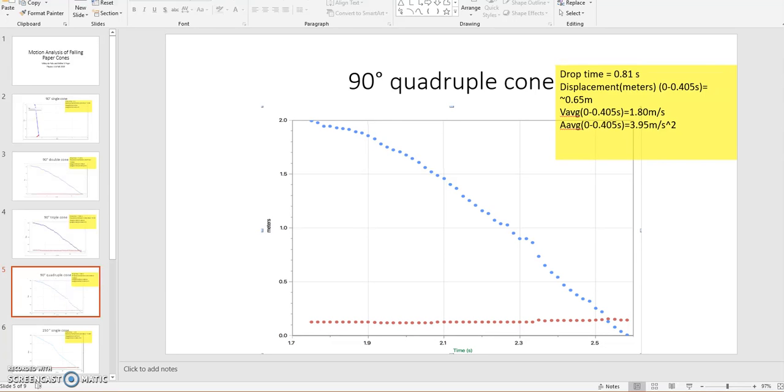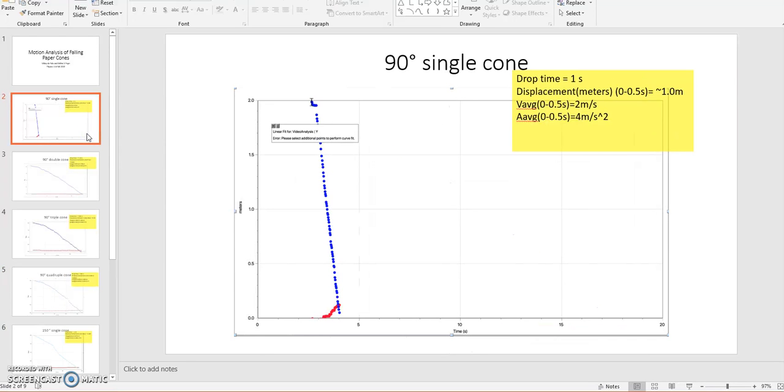We hypothesized that the 90-degree quadruple cones would have the fastest drop time and fastest average velocity and acceleration. Our Logger Pro plots for the single cones don't really reflect that, but I believe that our calculations were off using the video analysis. And again, we don't have our Logger Pro file saved in order for us to redo these graphs.